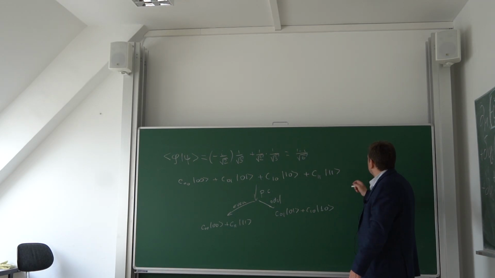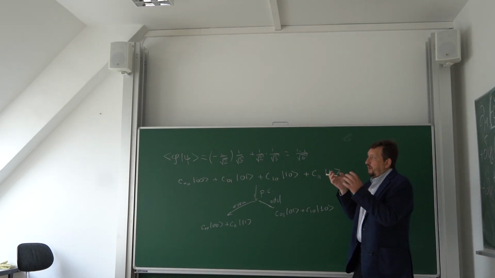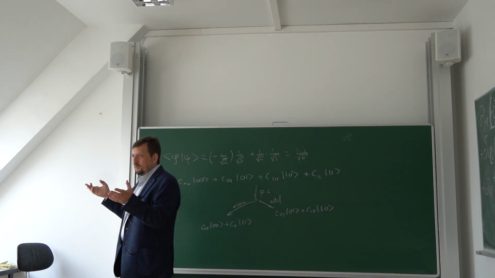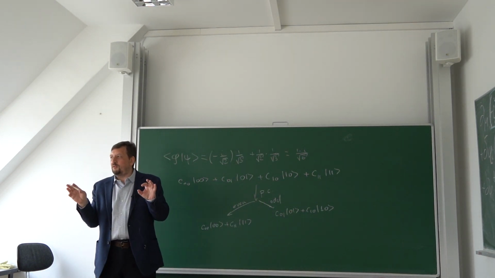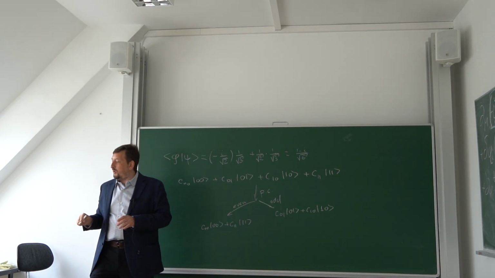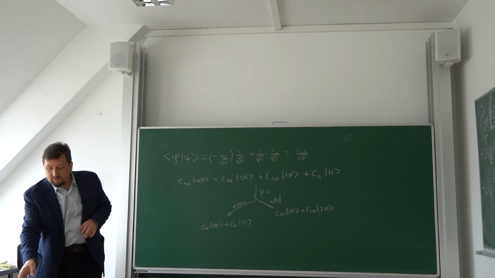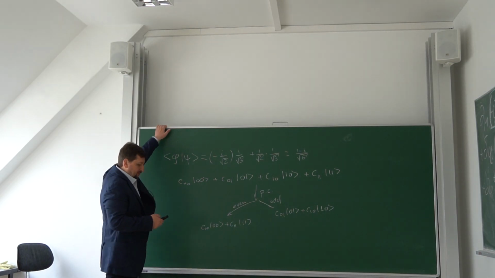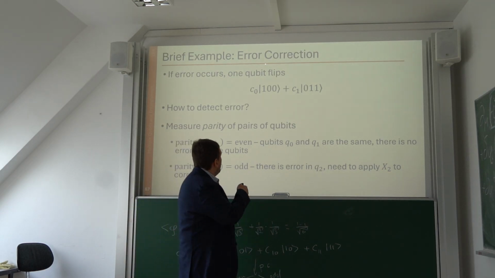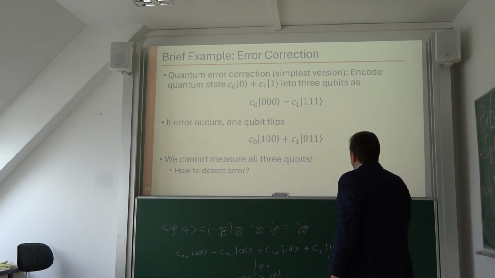But in reality, this flip of qubit is also a probabilistic process. So what happens in reality, in such error correction, is that we will have a combination of flip terms.